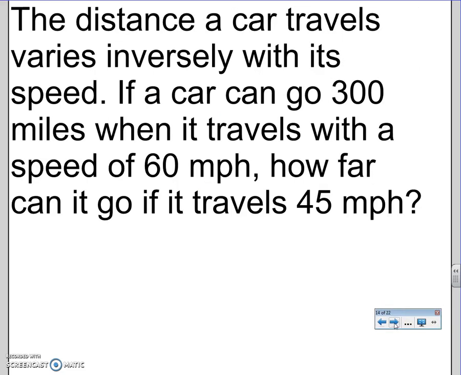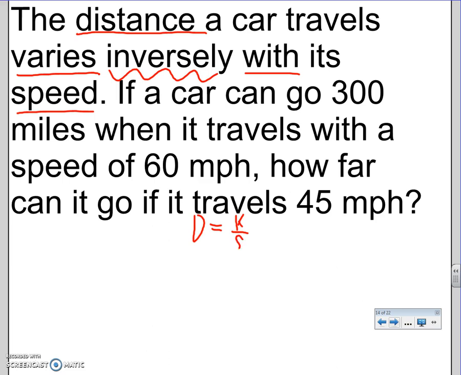Alright, the distance a car travels varies inversely with its speed. Alright, let's get that information down. Distance varies inversely with speed. So that formula, d equals, inverse is divide, so k divided by speed s. So here's our equation. We did 2 cases.